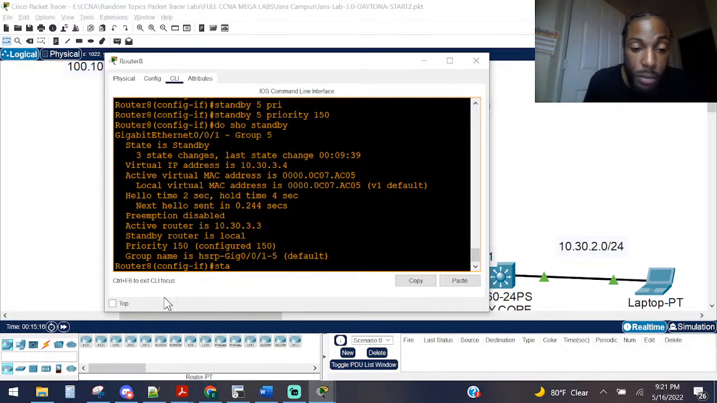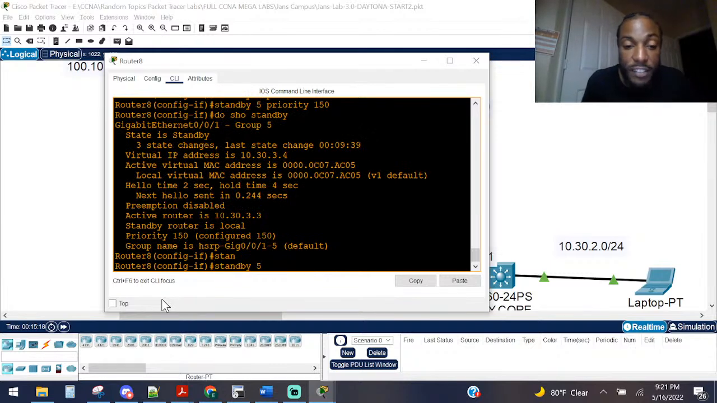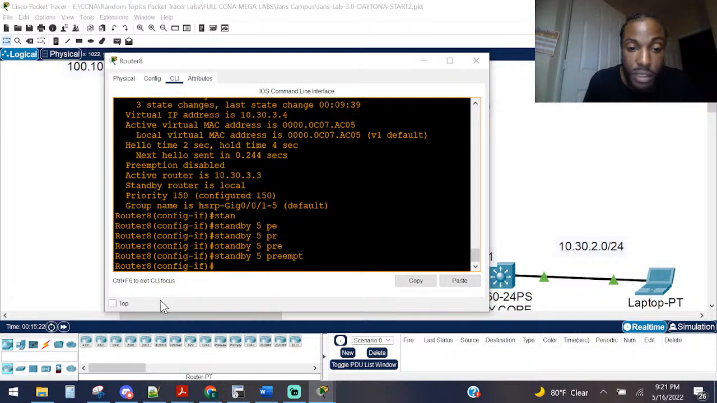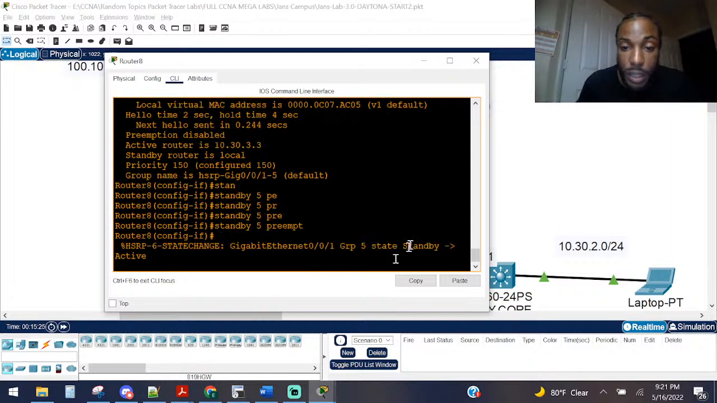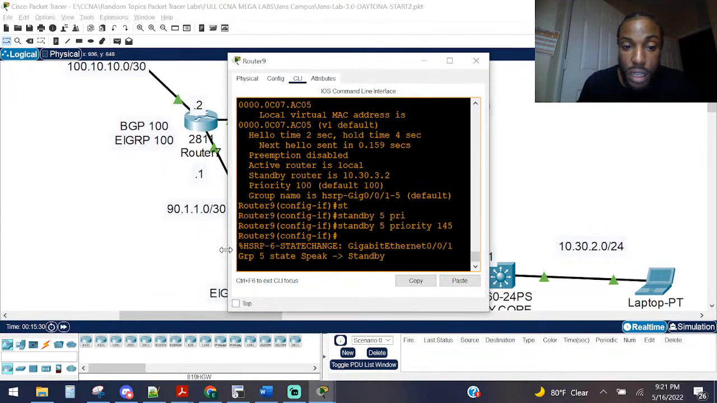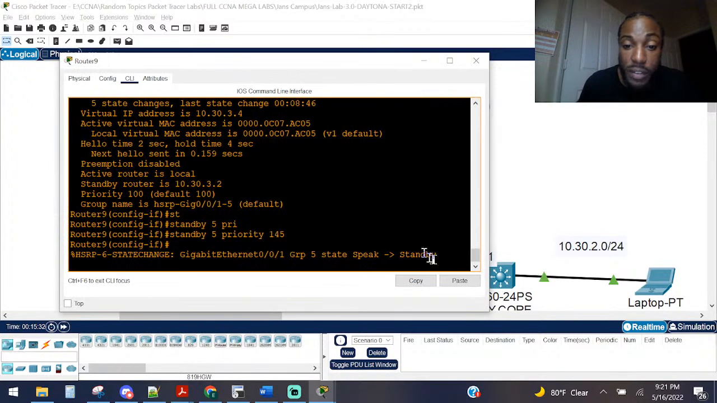Get on our knees, pray to the network gods. Standby 5 preempt. Press enter, and there it is right there. He went from standby to active. So now this guy is the active router, and theoretically, this guy should be the standby. There it is. You see that syslog message right there? Now he's standby.